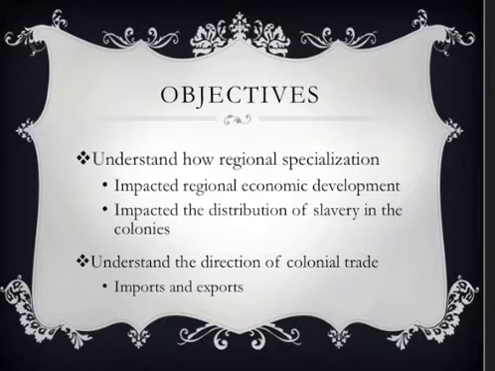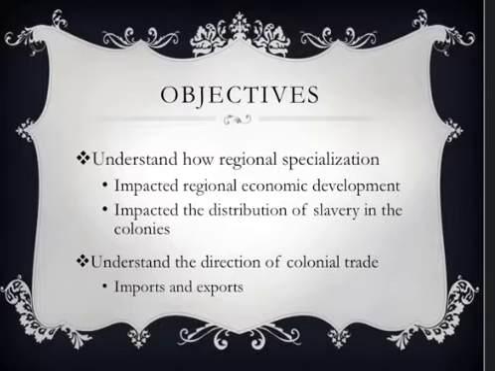Also, that regional specialization, obviously, if you're talking about what is being produced, you're going to be looking at labor conditions. So we're going to take a look at how this regional specialization impacted the distribution of slavery. Why is it that in certain regions of the colonies slavery was much more important? For example, in the South, slavery was a much more important labor institution than it was in New England. So I want to take a look at some of the reasons and the rationale, the economic rationales for why that exactly occurred.